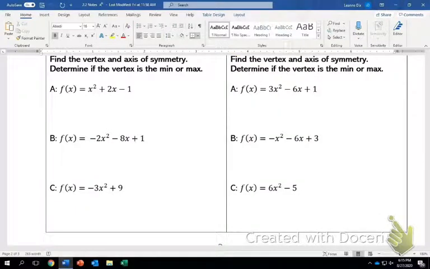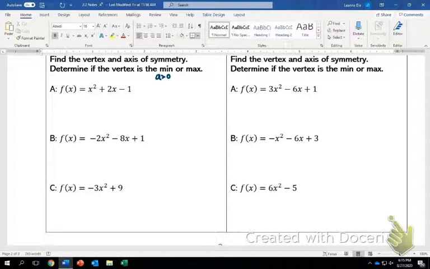So example 2 is using the properties that we sort of talked about before with our standard form and applying them to actual equations. So it says find the vertex and the axis of symmetry and determine if the vertex is a minimum or maximum. Well, before we even start, we can actually determine if it's minimum or maximum. We can say, all right, it's going to be the minimum if A is greater than 0, because if it's opening upwards, that means I have a bottom.